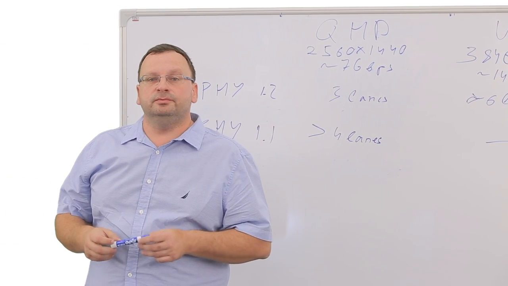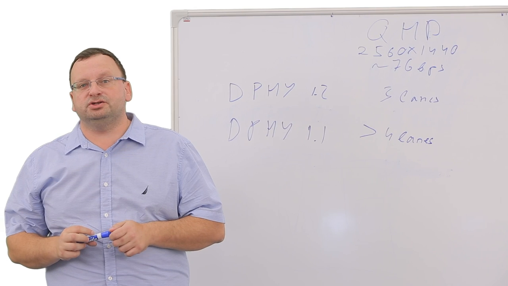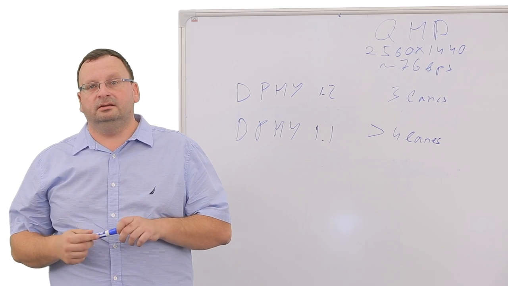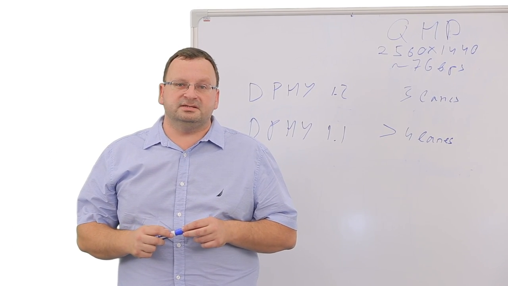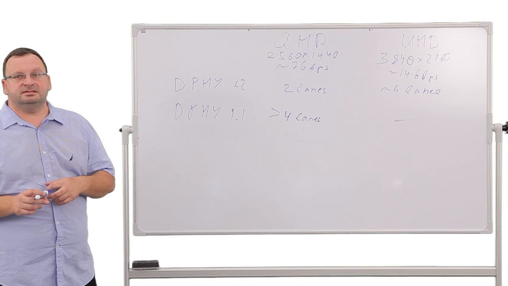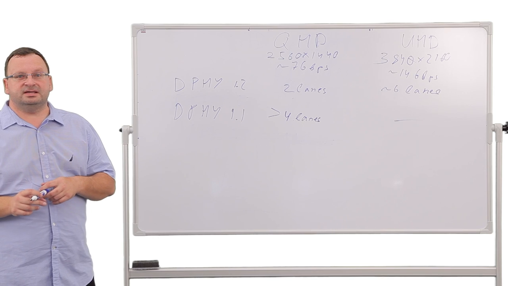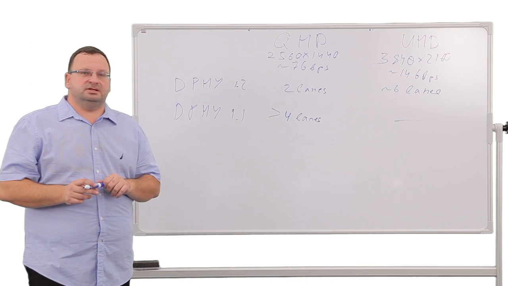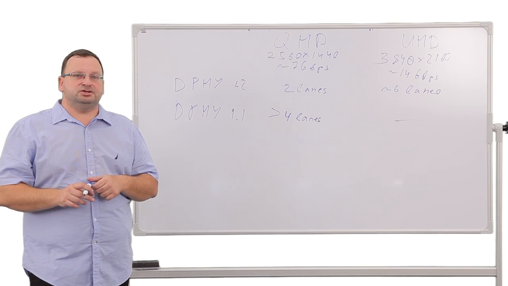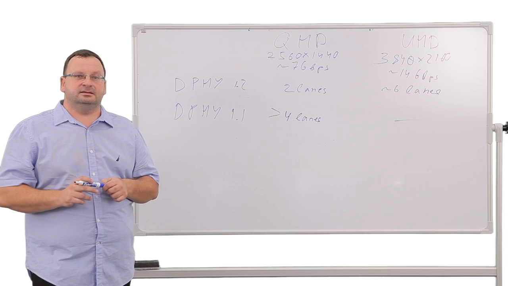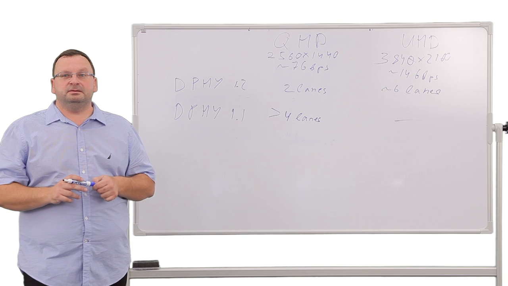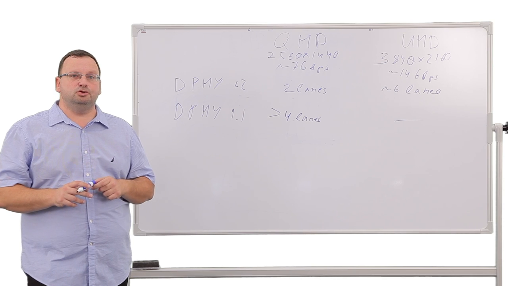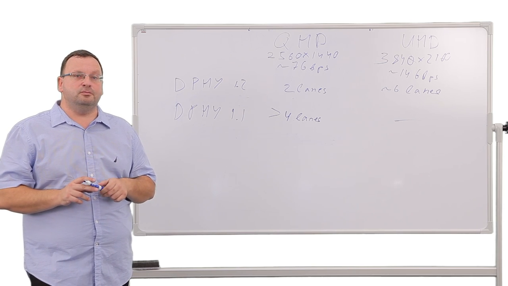In order to resolve this issue, we can use display stream compression algorithm, DSC. This algorithm was developed by VESA, Video Electronics Standards Association, and was designed exactly for these situations. First of all, what is special about display stream compression algorithm? When we say compression, the first thing we think about is image distortion. Display stream compression algorithm provides us with a compression that is visually lossless, which means human eye cannot distinguish between uncompressed and compressed image.